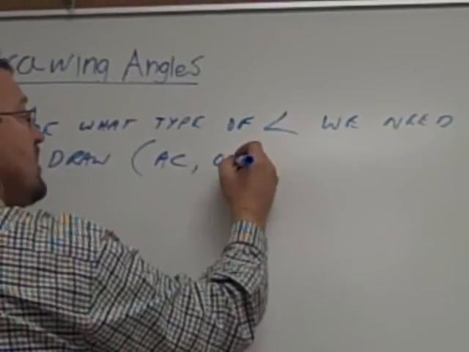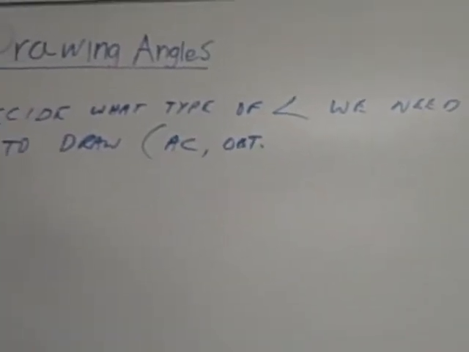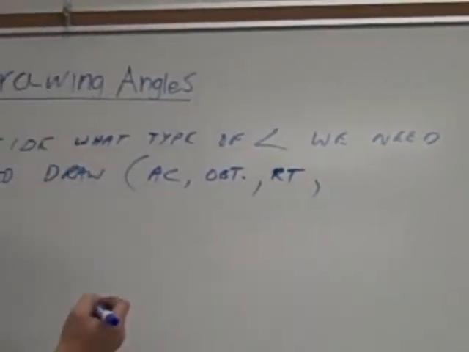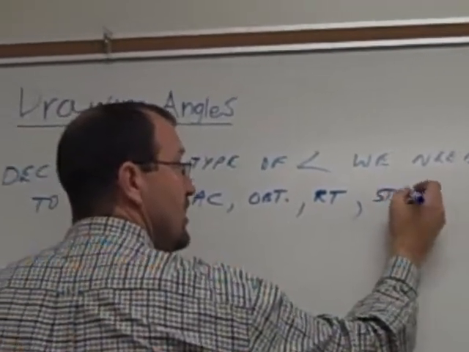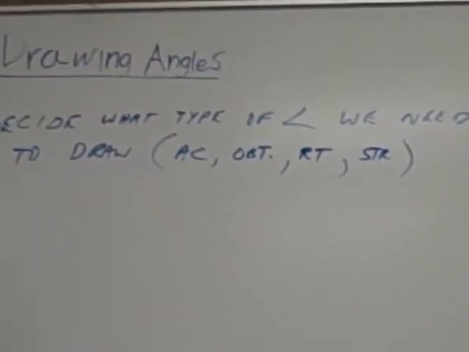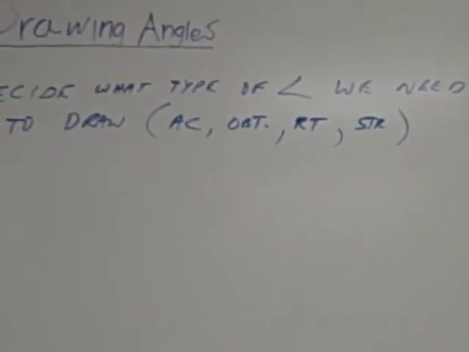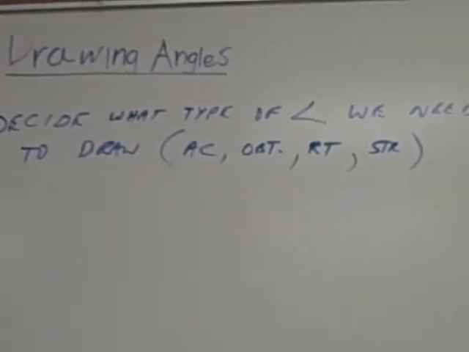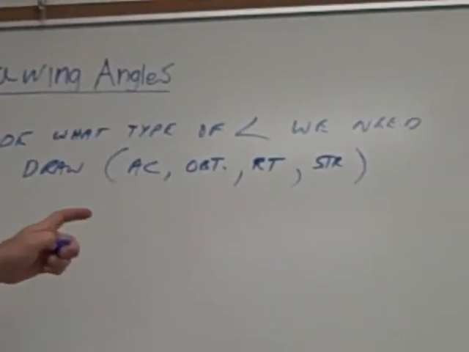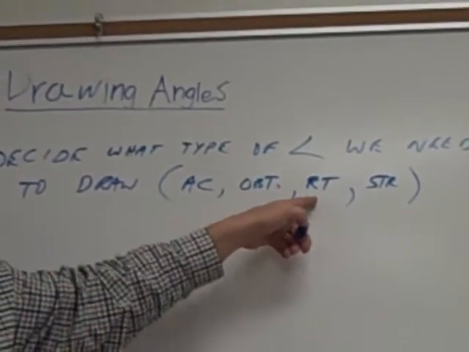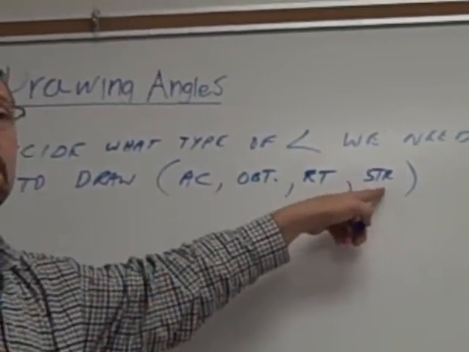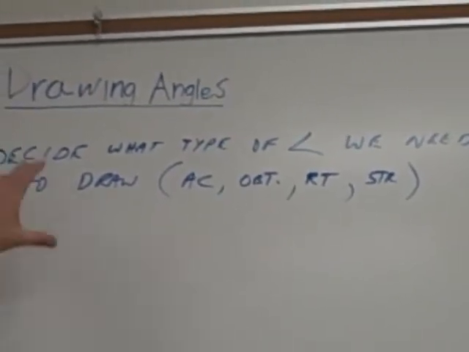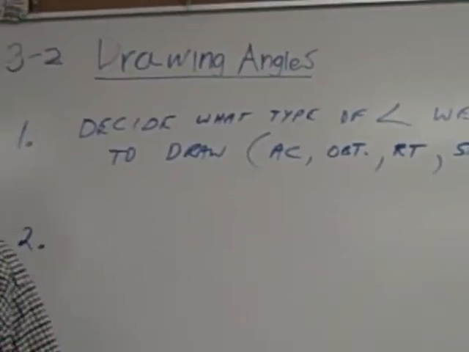And we're talking about acute, obtuse, right, and straight. Now we've got to remember what these mean. What does acute mean? Less than 90. Obtuse? More than 90, right? Right is exactly 90. Straight is exactly 180. We must have that in our mind before we do any other steps drawing an angle.